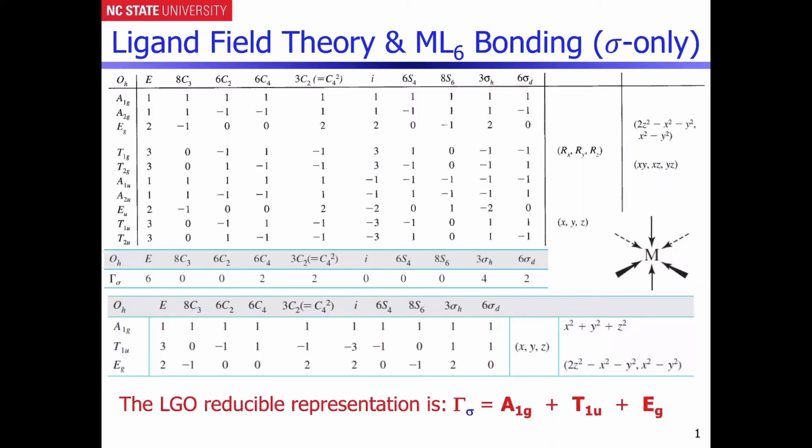Hi, everyone. So today I wanted to give you a brief introduction to ligand field theory and in particular how you can envision metal ligand bonding with sigma only interactions in the octahedral point group. So the problem starts by thinking about the fact that along the X, Y, and Z axes, you have the sigma interactions between the metal and the ligand.